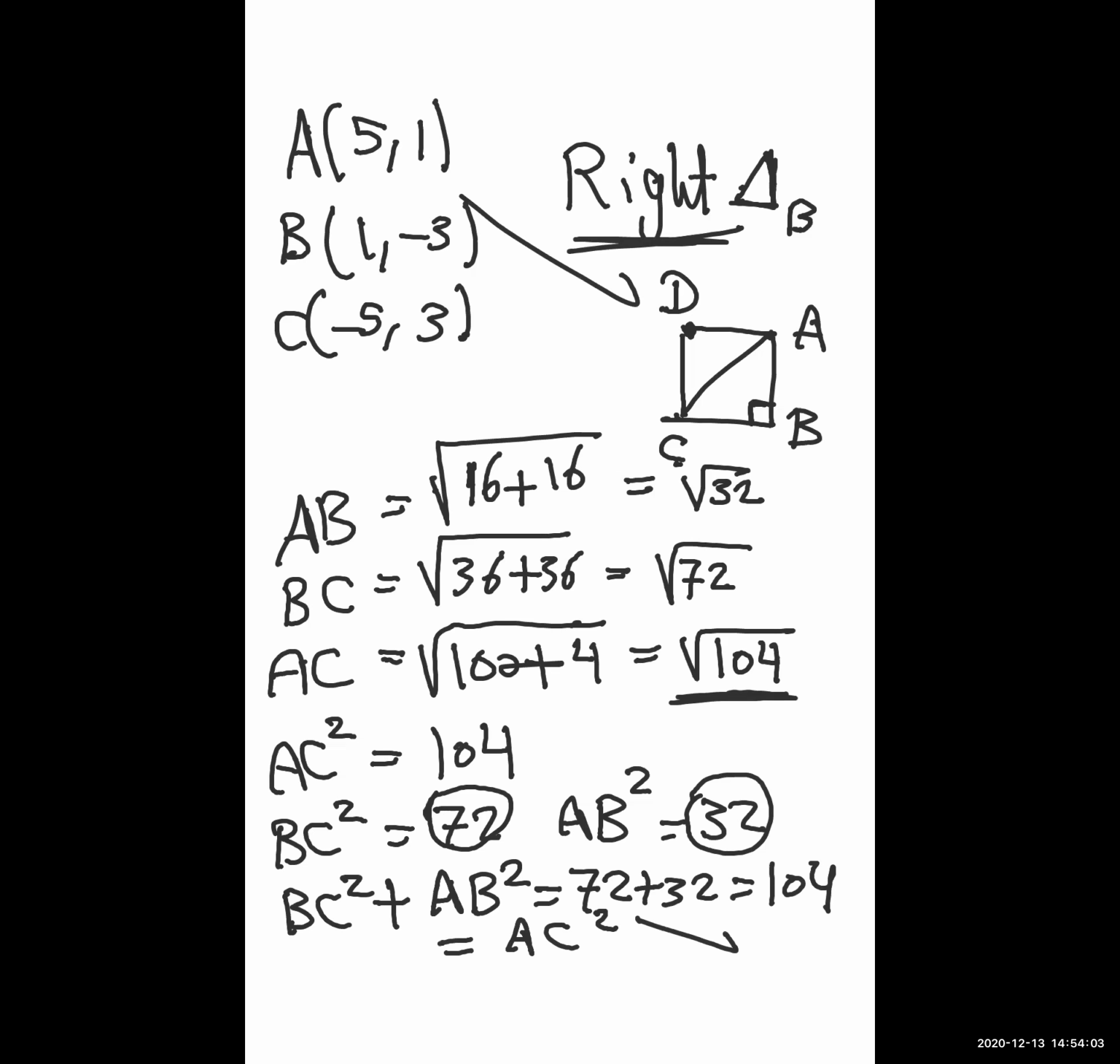Now, guys, I want to get a point D which makes this shape a rectangle. Let's consider that this point D is (x, y). For this to be a rectangle, the easiest way to prove it is that the two diagonals, AC and BD, bisect each other, right?